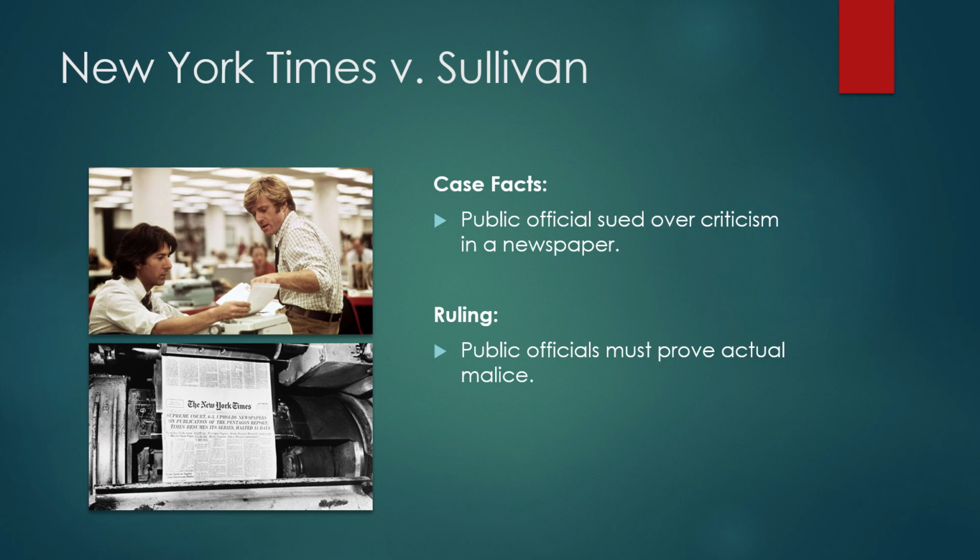In New York Times versus Sullivan, the Supreme Court established the actual malice standard for defamation lawsuits involving public officials. So public officials must prove that false statements were made knowingly or with reckless disregard for the truth.